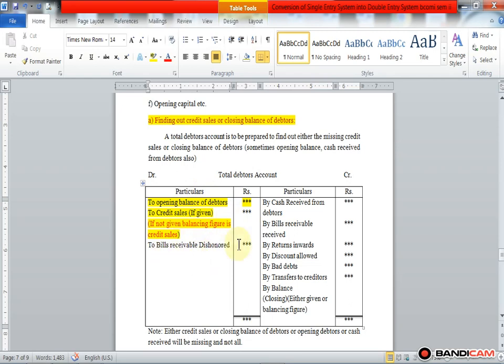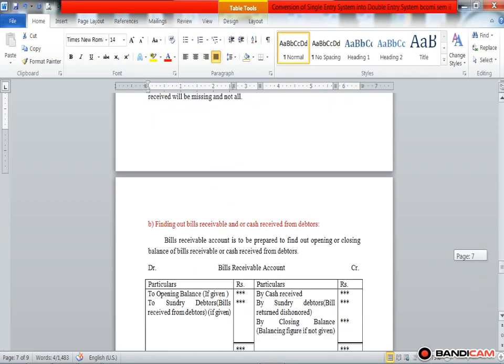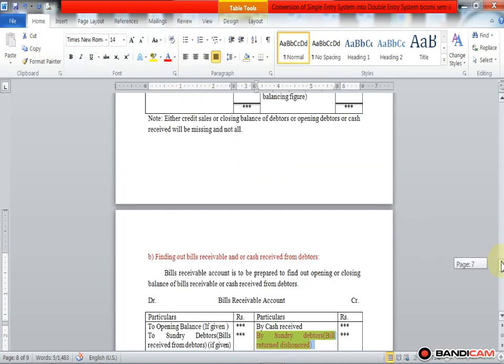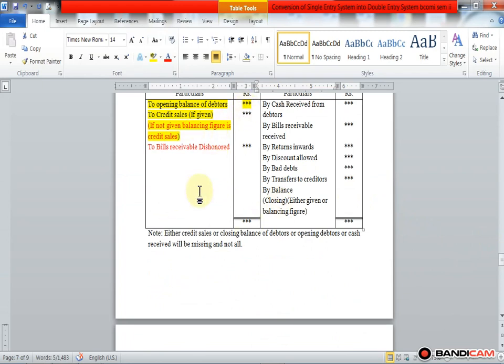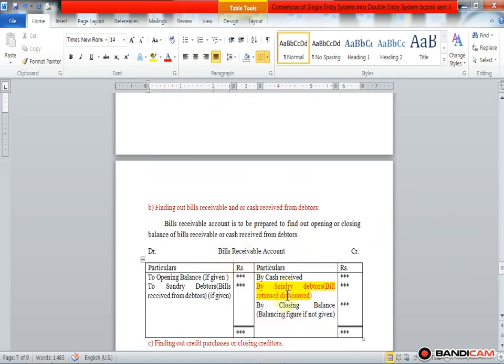To bills receivable dishonored: sometimes bills receivable during the year are dishonored, and those dishonored bills are to be transferred to the debit side of the debtors account. A second effect is also given to the credit side of bills receivable, that is, bills dishonored. Cross entry or cross effect will be given to the respective accounts. If a received bill is dishonored, then the entry will be debtors account debit to bills receivable, being bill dishonored, and the dishonored effect is also given to our second account, the bills receivable account.